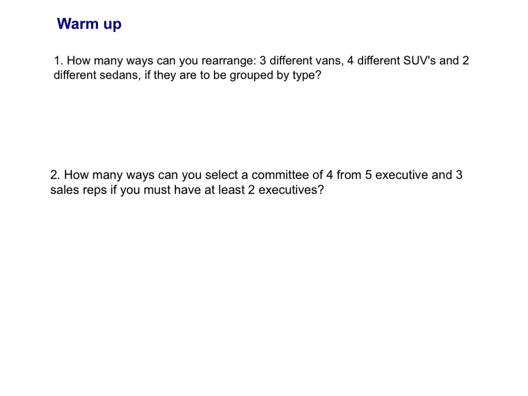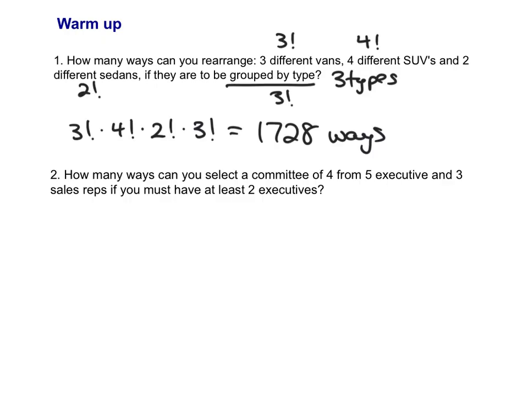And then if they're going to be grouped, I can take the vans, the SUVs, and the sedans and have those in 3 factorial different ways. So when I multiply all those together, I get 1,728 ways.